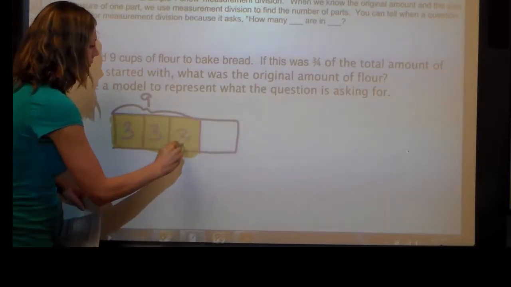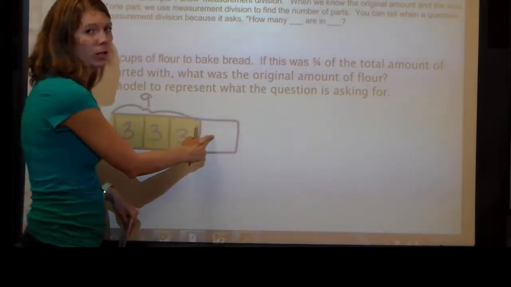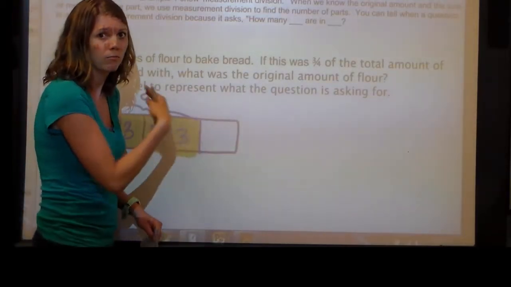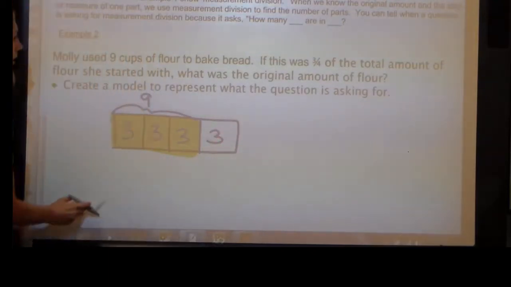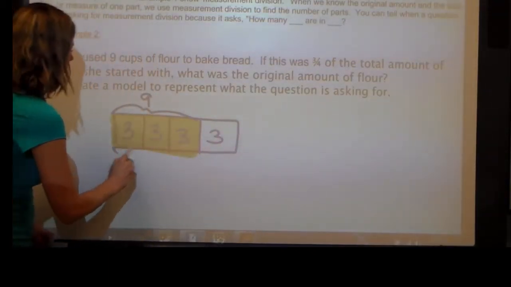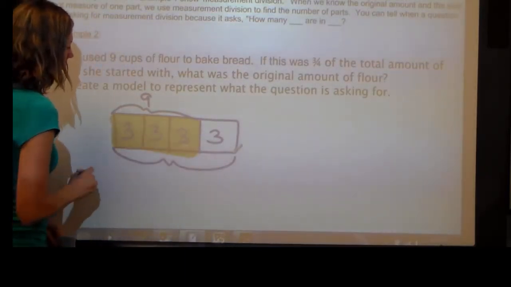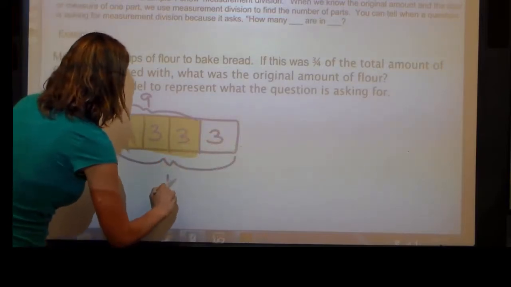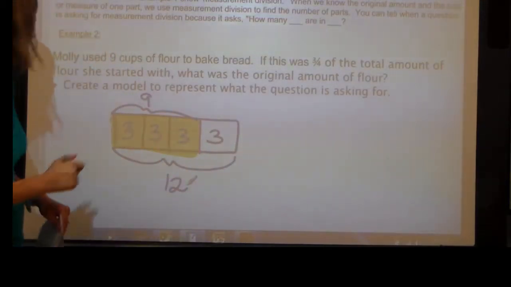3, 6, 9. If I put 3 in those boxes, what do you think I might want to put in this box? Another 3. So that means that the original amount of flour was 3 times 4, or 3, 6, 9, 12. So the answer would be 12 cups of flour.